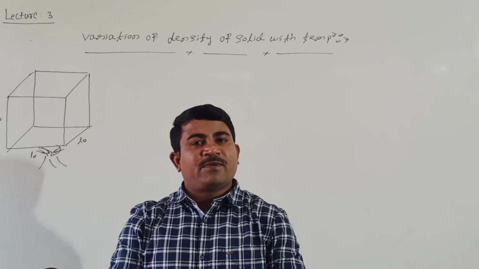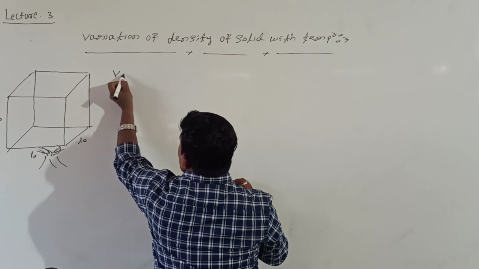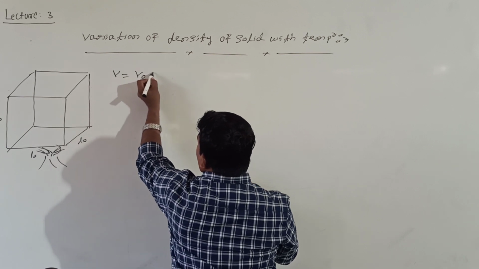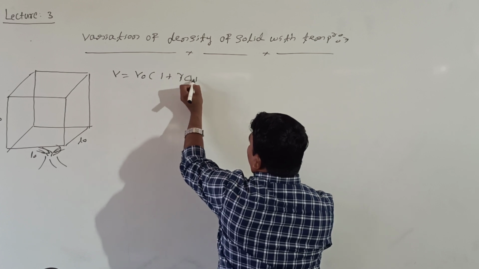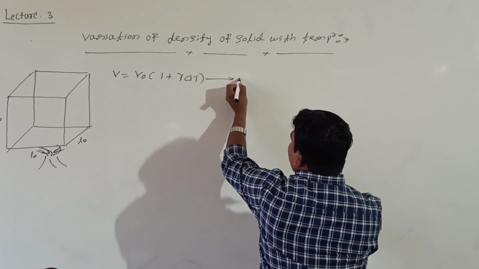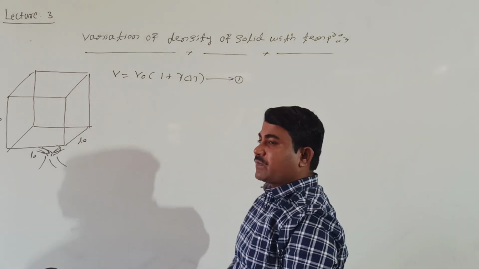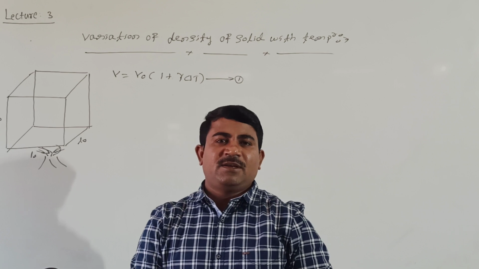We know the change in volume. What is the change in volume? Change in volume can be represented as V equal to V naught into bracket 1 plus gamma into delta T. Shall I call this equation number 1? That is, final volume is equal to initial volume into bracket 1 plus gamma into delta T.